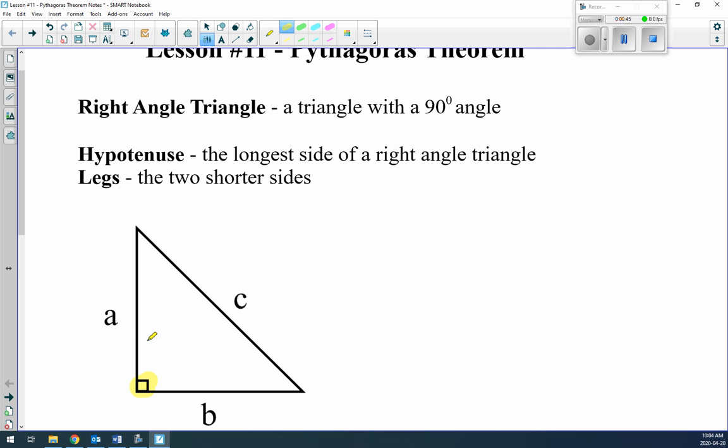And then we have legs. The two shorter sides, A and B in this case, are known as legs. And again, you can use any variables you want.